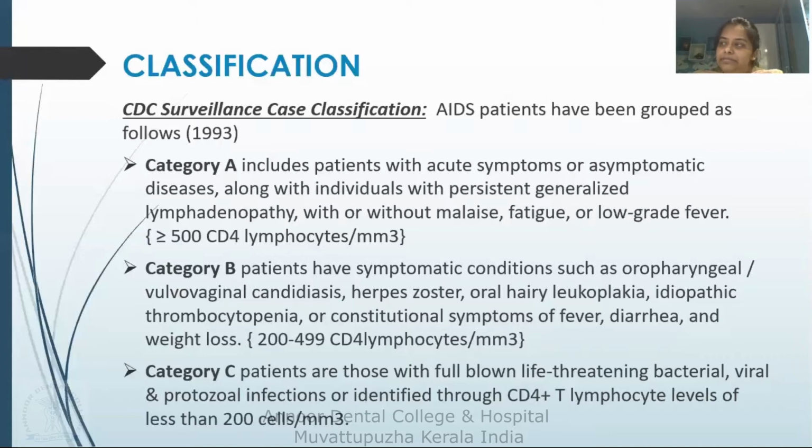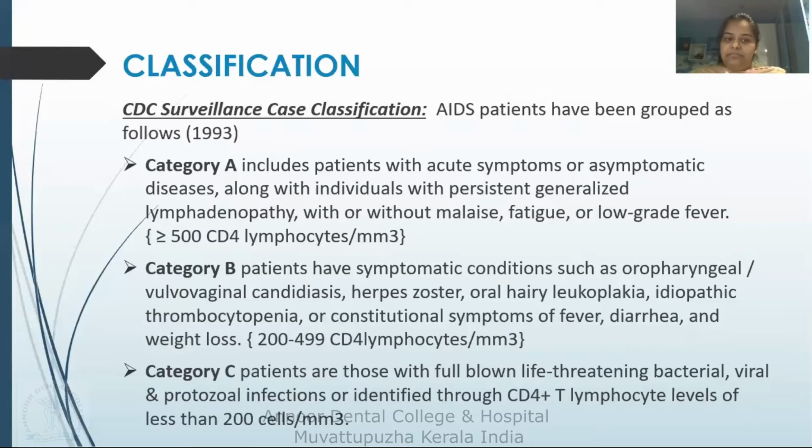And how do we see them? They have more than or equal to 500 CD4 lymphocytes per cubic millimeter. And that amount is very important, that ratio. So category A, or the mild or stage 1 HIV patients, have more than or equal to 500 CD4 lymphocytes per cubic millimeter.